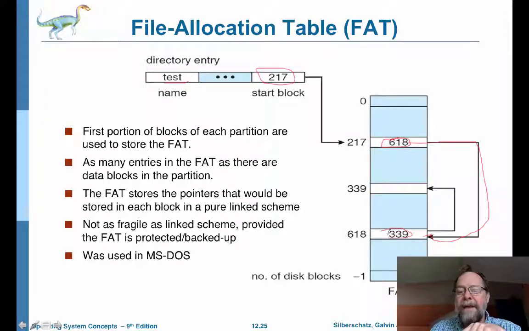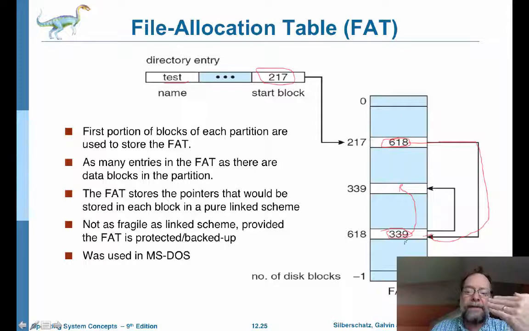The entry for that is going to be the address of the next block that comprises that file. Now, of course, to read the contents of the file, you'd have to actually go look at the actual block 618. That's where some data for the file would be stored. You'd have to look at block 339. You have to look at block 217. And those blocks actually only hold data now, because the pointers to the next element in the linked chain of blocks that comprises that file, all those links are stored in the FAT table.